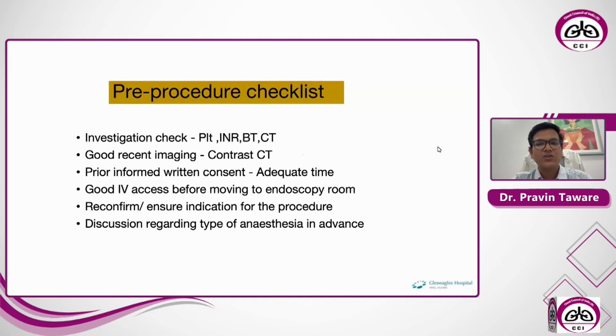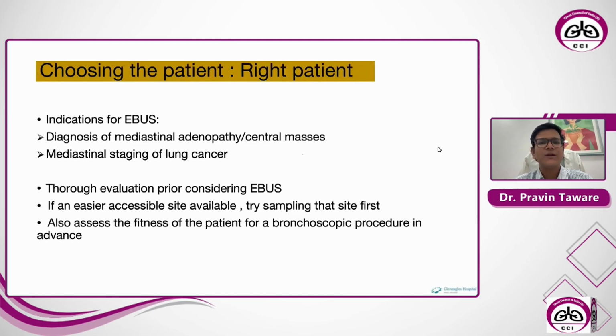Reconfirm the indication of the procedure, why we are doing it. Always discuss the type of anesthesia in advance with the anesthesiologist. The most important step is choosing the patient, and choosing the right patient is very important. Most commonly, indications will be for the diagnosis of mediastinal adenopathy, central masses, and mediastinal staging like in lung cancer. The most common differential diagnoses of mediastinal adenopathy in our center are tuberculosis, adenocarcinoma, sarcoid, and lymphoma.